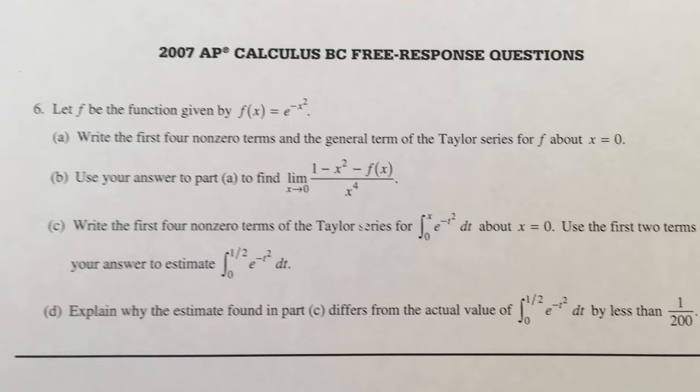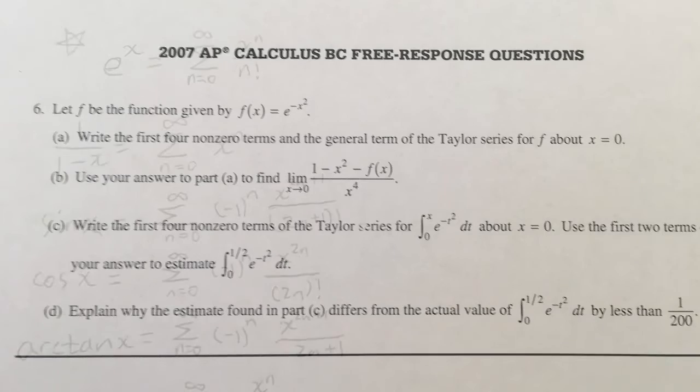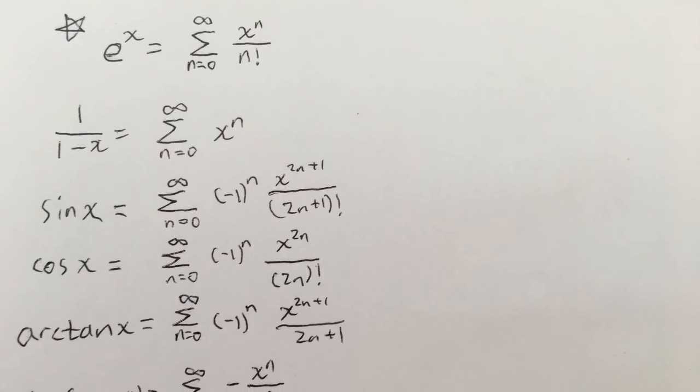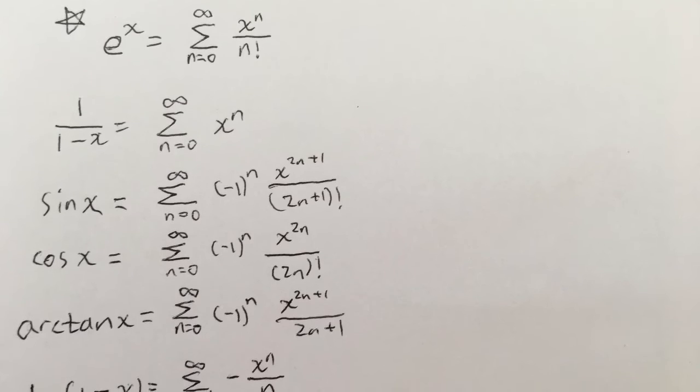So number 6 from the 2007 Calc BC FRQ is dealing with Taylor series, and it states that f is a function given by f of x equals e to the negative x squared. Problem A tells us to write out the first four non-zero terms and the general term of the Taylor series for f about x equals 0.